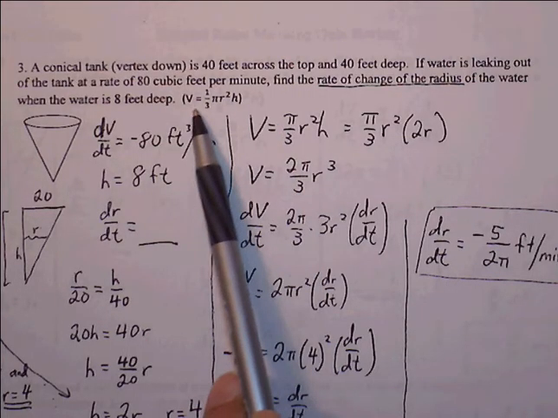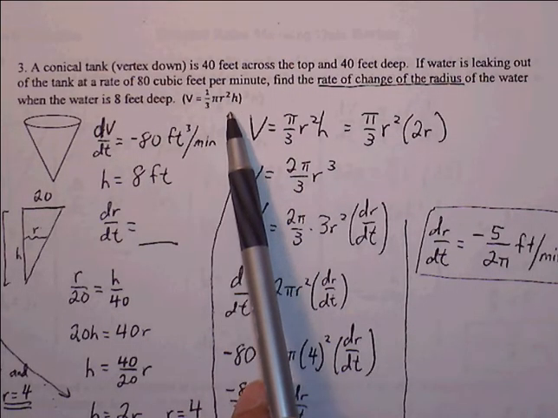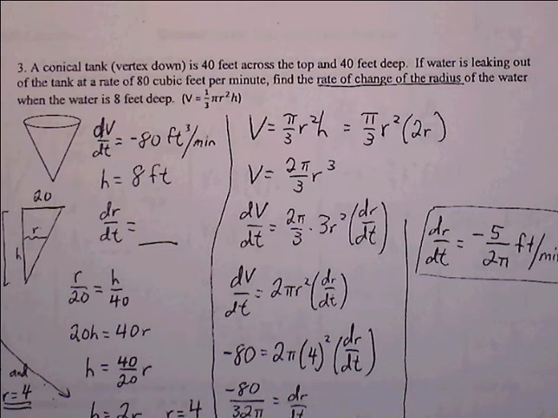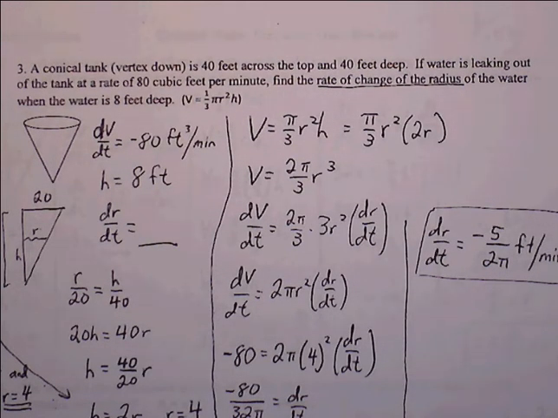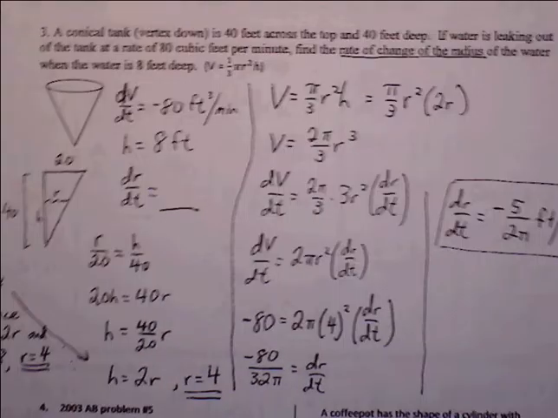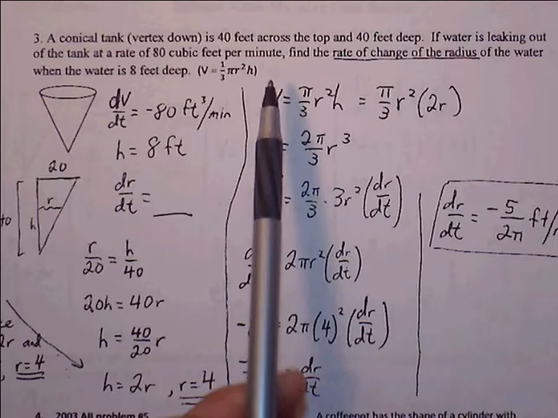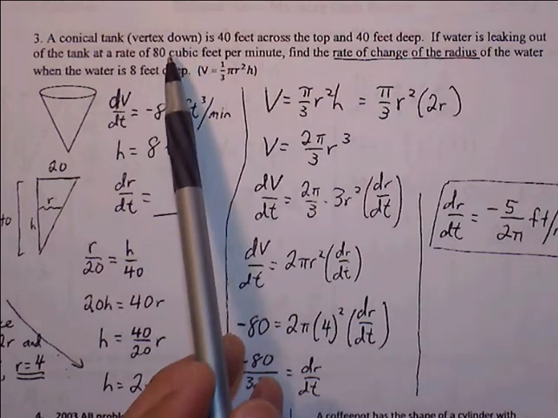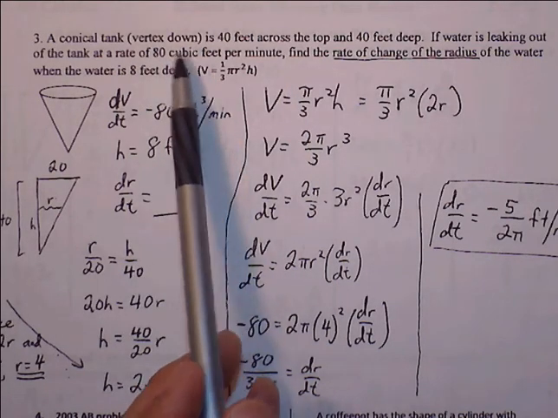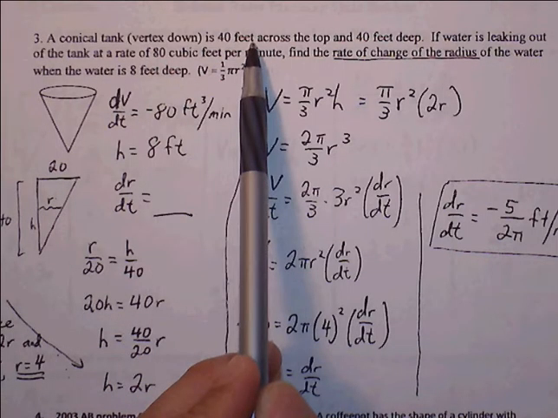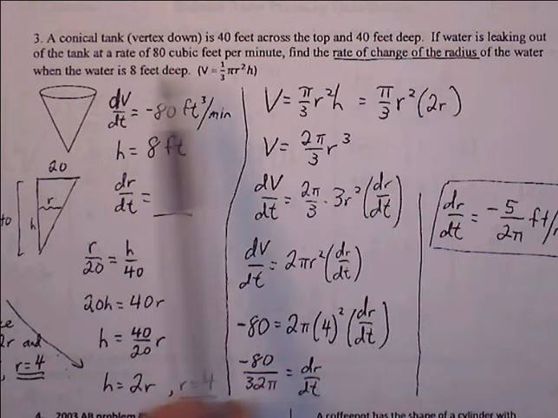So here's the volume formula that we're going to be working with for related rates here. Volume of a cone, 1/3 pi r squared h. Let's go ahead and try to list out as much information as we can based off of what the problem gives us. We also know this may be a similar triangle problem, so we're going to make that adjustment as well. So 40 feet across the top and 40 feet down.